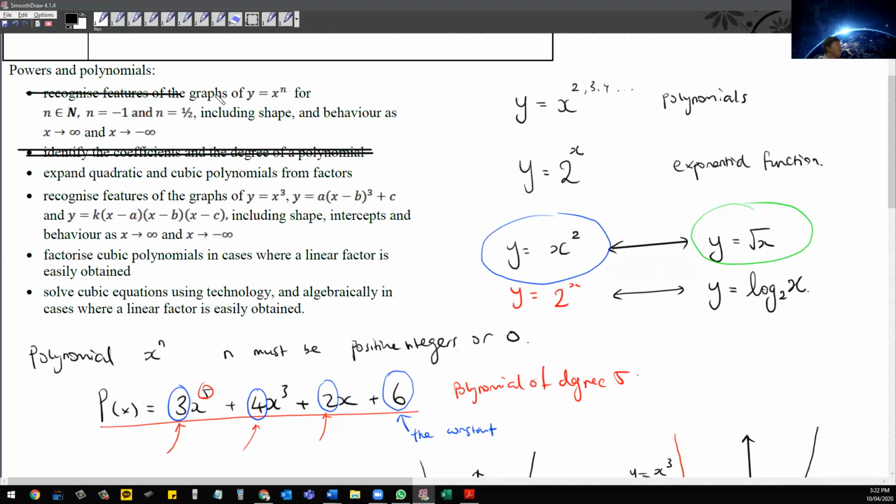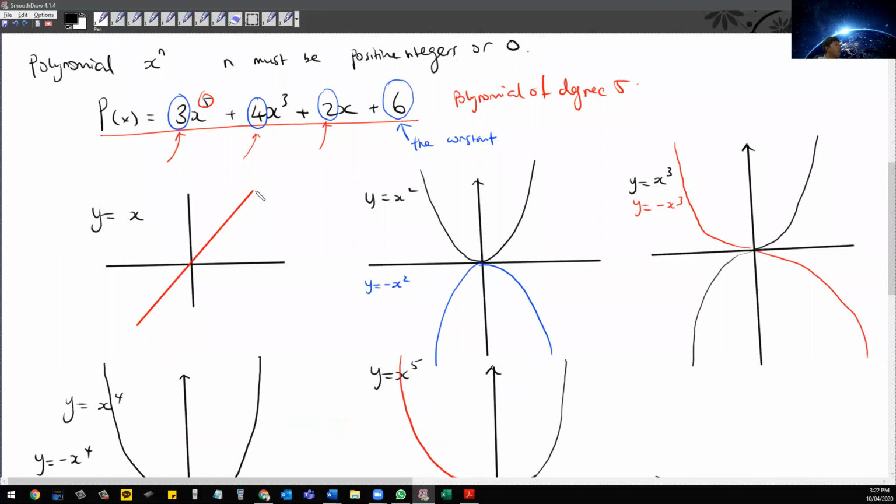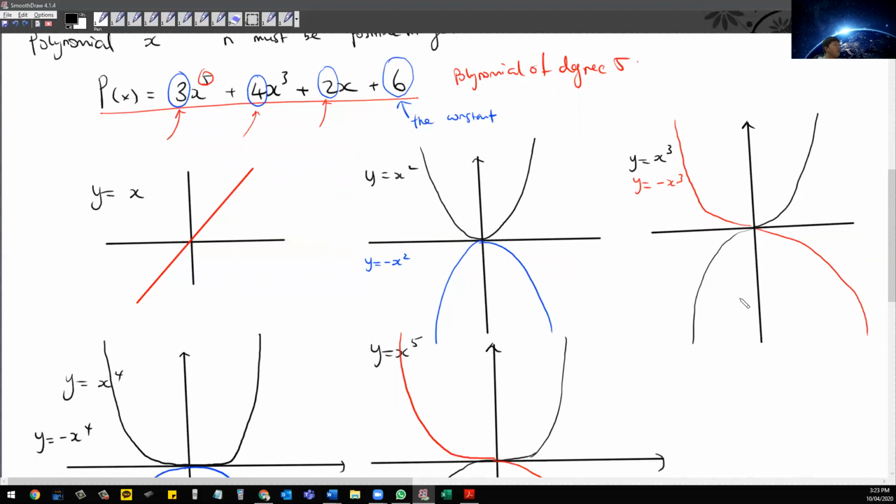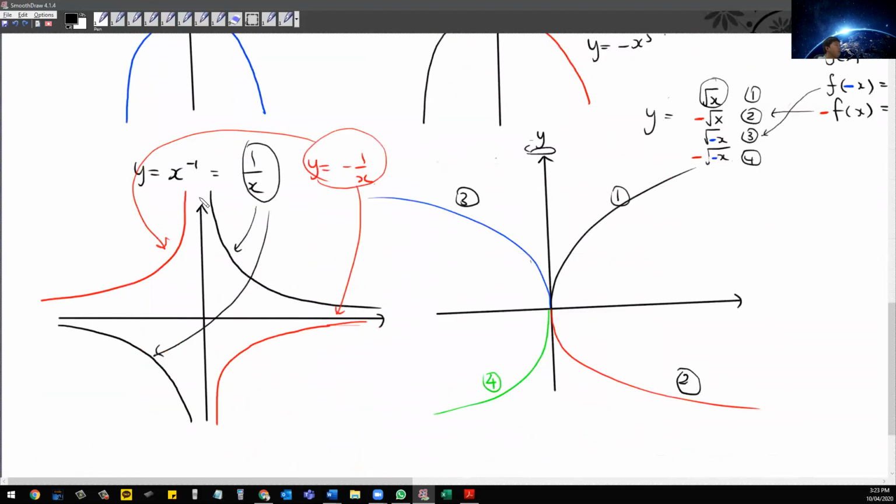So this part is covered. So we went through recognized features of this graph, y equals x to the power of n, and n for any number of integers like 1, 2, 3, -1, and half, including shapes and behavior as x goes to infinity and negative infinity. So what happens as x goes to infinity? It just stretches, goes up, and this is going down, this is going up, up, down, down. Pretty straightforward. When it comes to hyperbolic functions, it approaches 0, okay? It approaches this x-axis. This approaches that as well, okay? And that goes up to infinity.